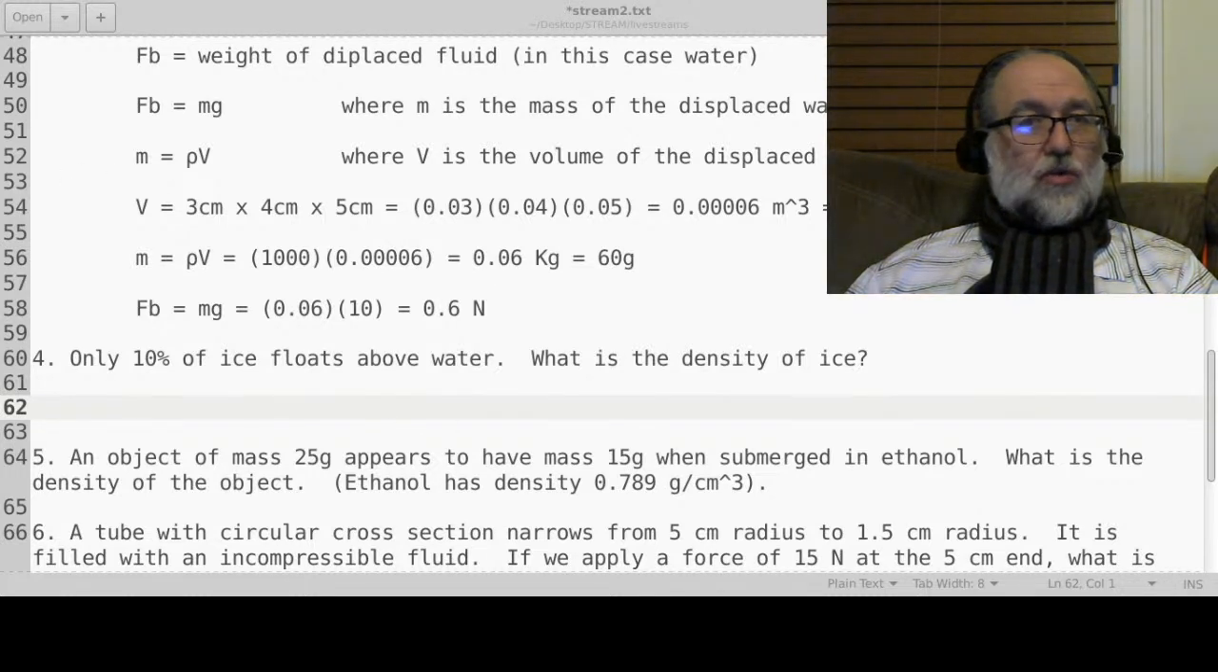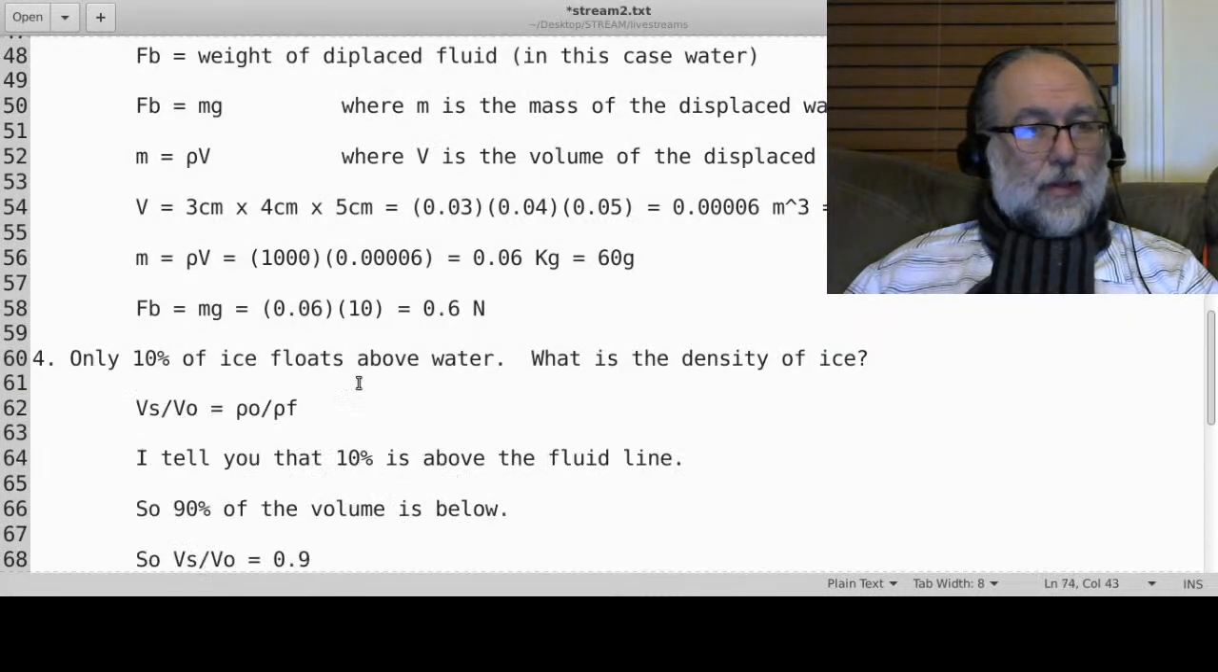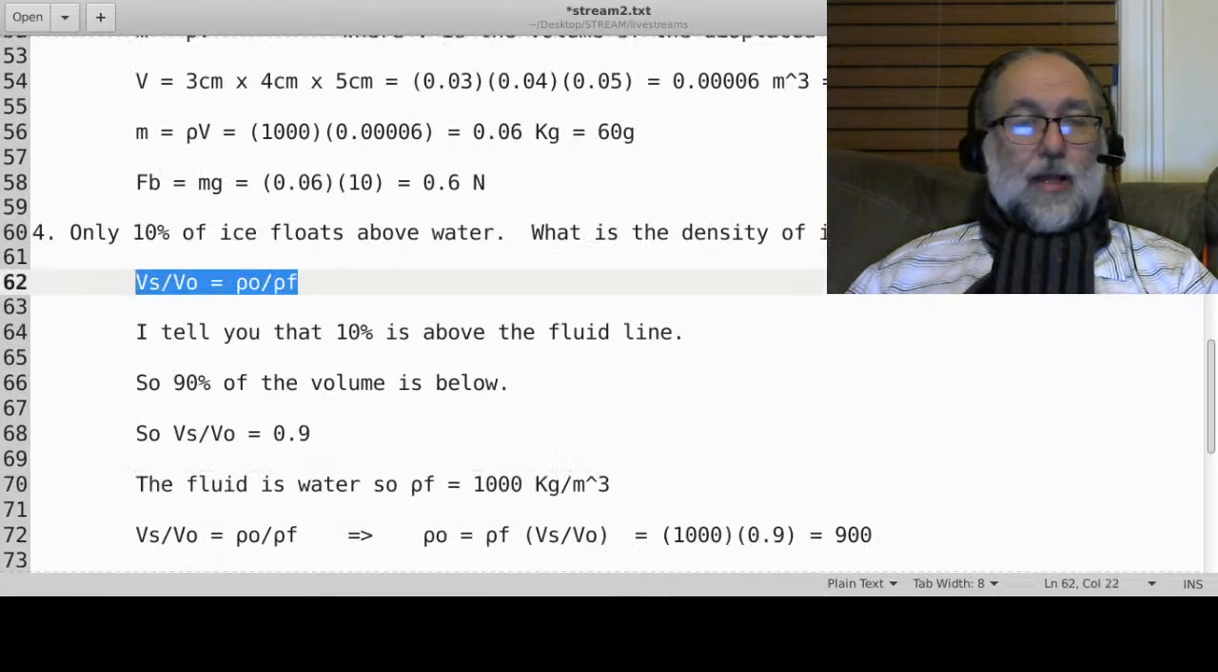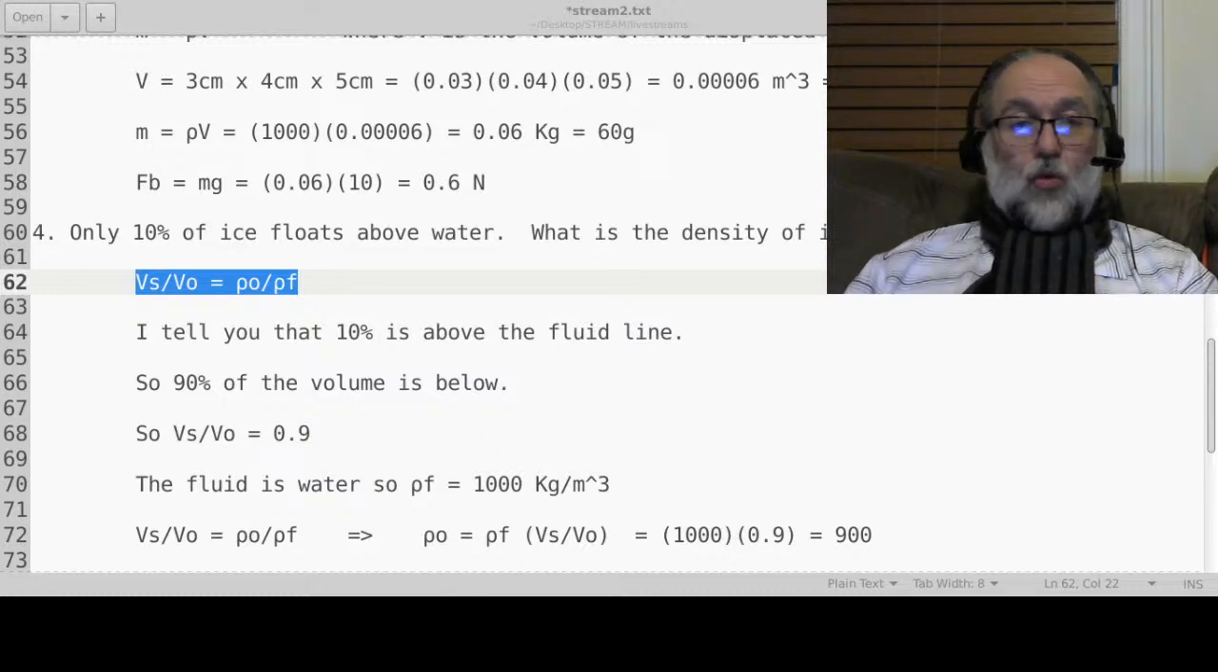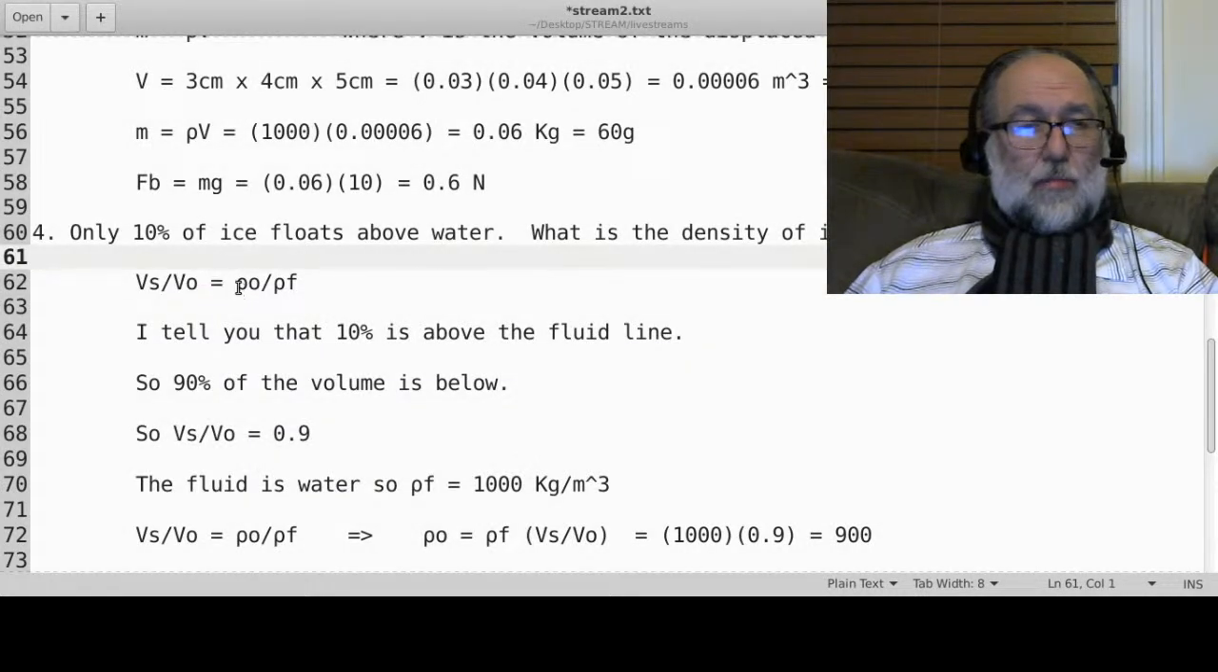Actually, I'll just cut and paste the whole solution. It's not that long. Okay, so here's the formula for when an object floats. Now, when does an object float? When the density of the object is less than the density of the fluid. So let's take a look at each of the pieces in this formula.